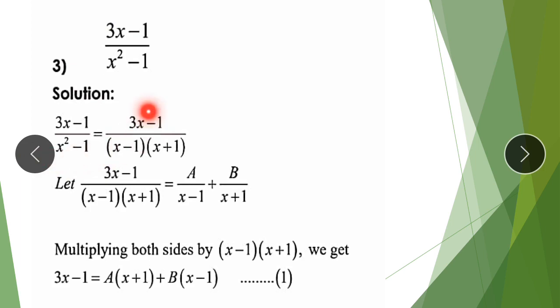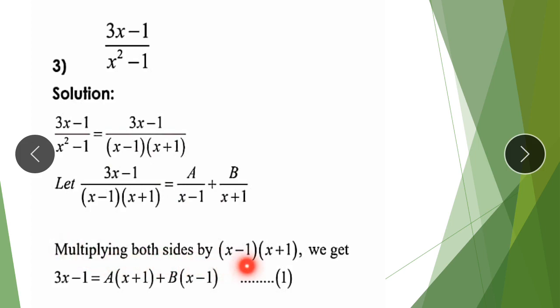So here the denominator is not factorized, so let's factorize it in order to write this in factor form, and we can find the values of x from these factors. So here A will be with x minus 1 plus B will be with x plus 1. Here we have two factors, so two components or two partial fractions will be here.